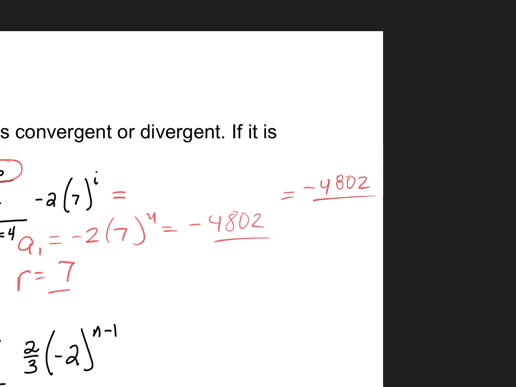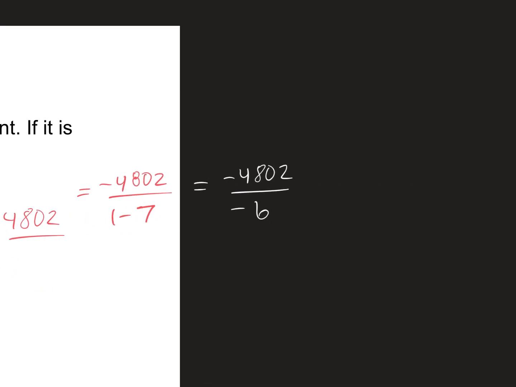What goes on the bottom? 1 minus what? 1 minus 7. 1 minus r. So now just simplify, guys. What's 1 minus 7? Negative 6. So negative 4802 divided by negative 6. Well, right away, I know a negative divided by a negative is going to give me a positive, okay? And then what's 4802 divided by 6?